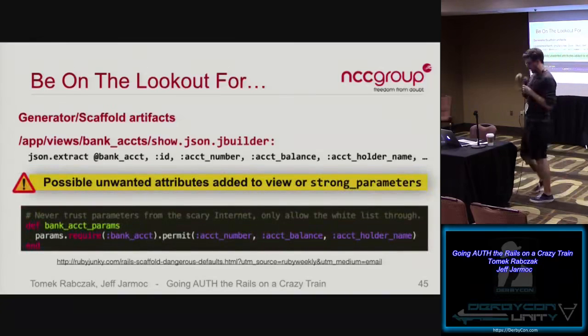In the same way, for strong parameters, which is the protection for mass assignment vulnerabilities in Rails, all of the attributes will automatically get added to the permit method. So every single attribute is going to be mass assignable. So yeah, those are going to be some of the patterns.